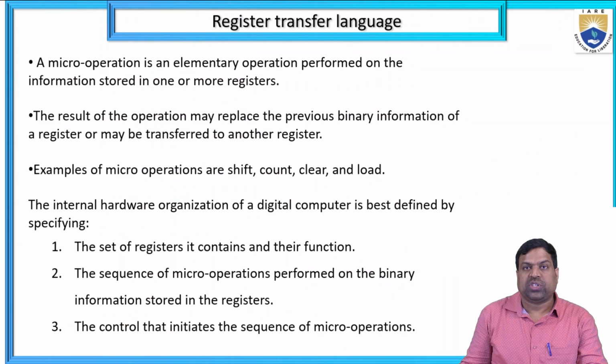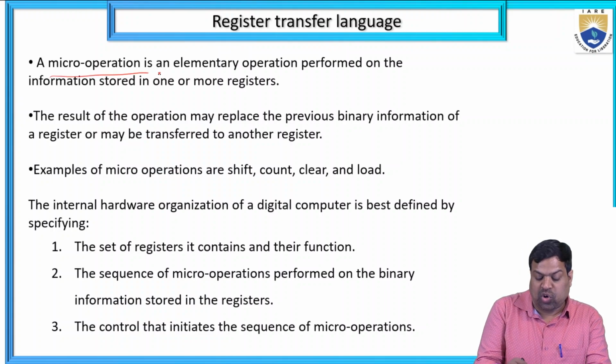A micro operation is an elementary operation performed on the information stored in one or more registers. The result of the operation may replace the previous binary information of a register or may be transferred to another register. Examples of micro operations are shift, count, clear, and load. The internal hardware organization of a digital computer is best defined by specifying the set of registers it contains and their function, the sequence of micro operations performed on the binary information stored in the registers, and the control that initiates the sequence of micro operations. These are the register transfer language.